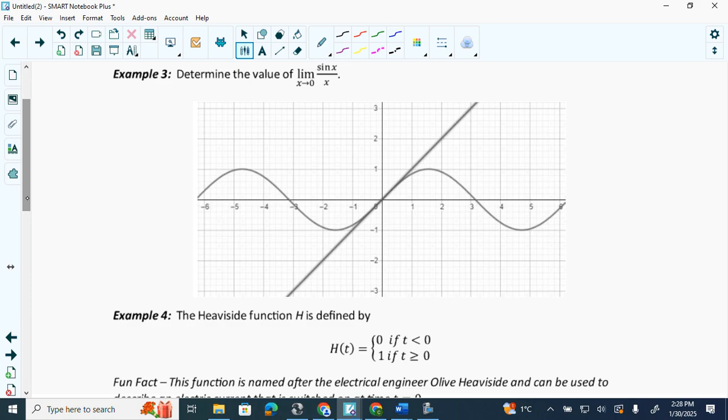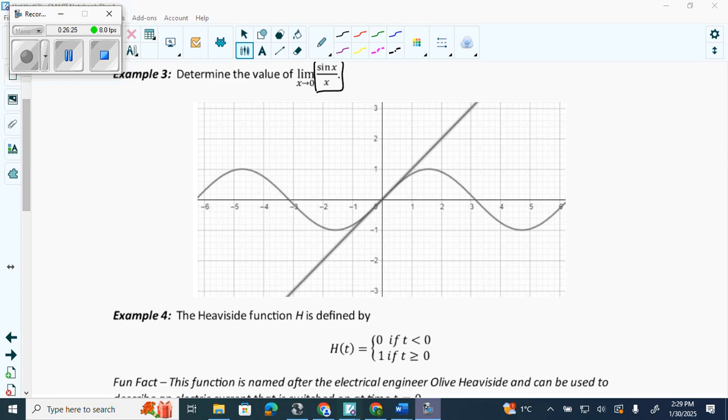So here we have the limit as x approaches 0 of sine x over x. So what we need to do is figure out what this limit is going to be. Can you guys type this into your calculator? And then we'll explain why I have both graphs here.